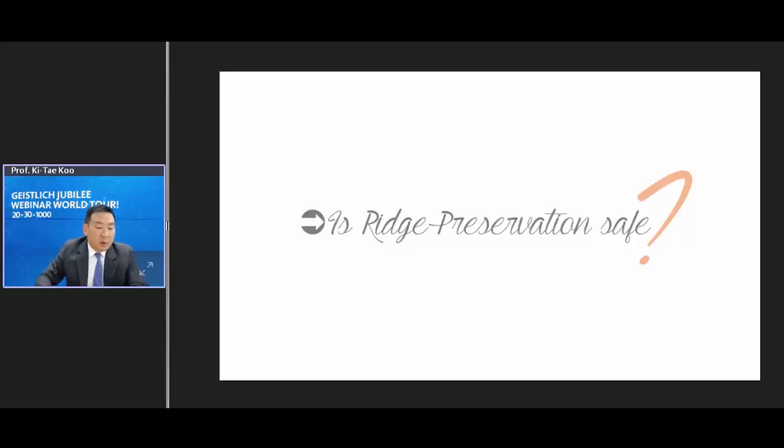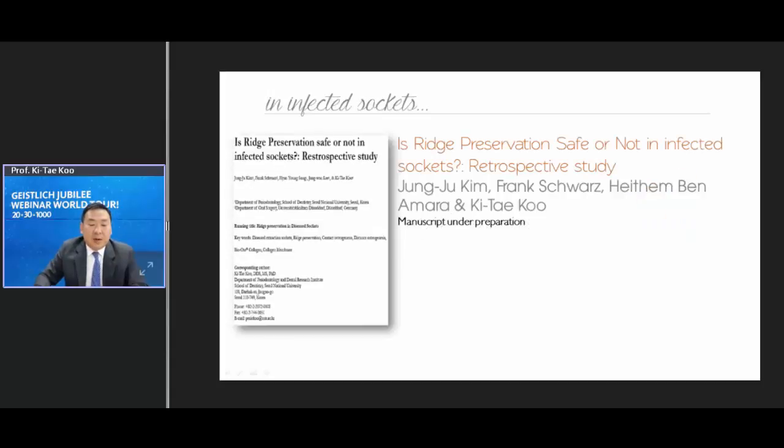Okay, now another question asked was, is ridge preservation safe? When you look up the literature, there is not much evidence actually showing this type of data. Another study was done by our group. We went back retrospectively, and we are currently working on this paper with my dear friend Frank Schwartz from Düsseldorf. The title is Ridge Preservation, is it safe or not in infected sockets?